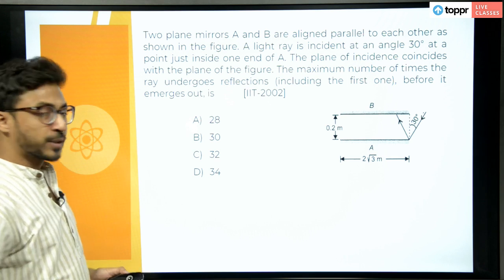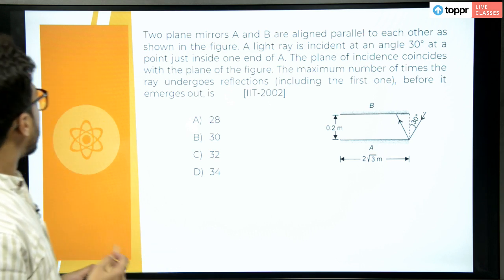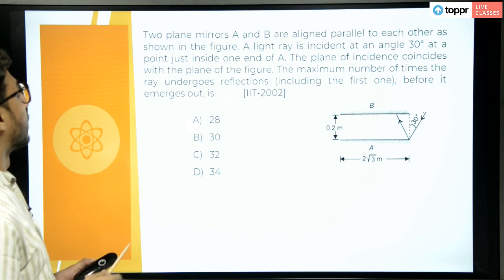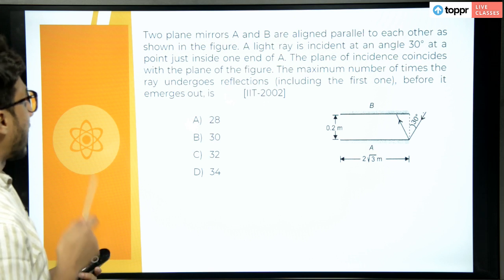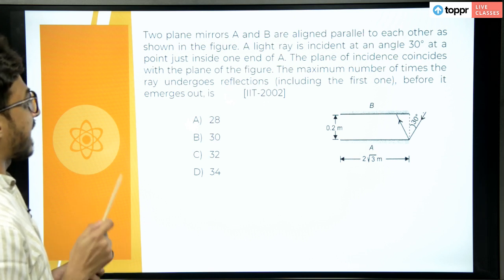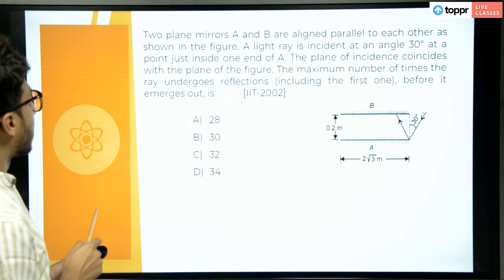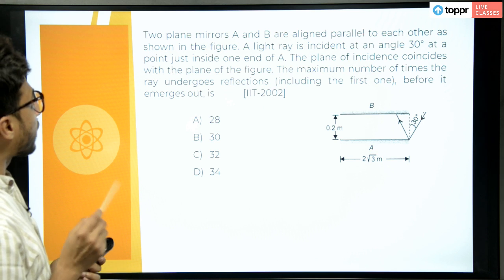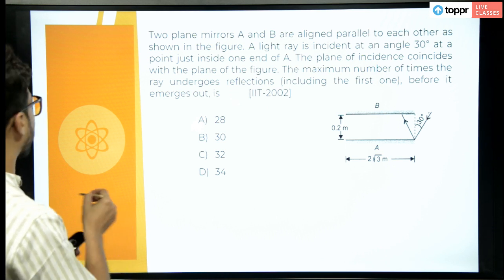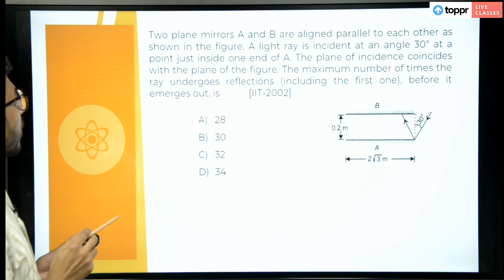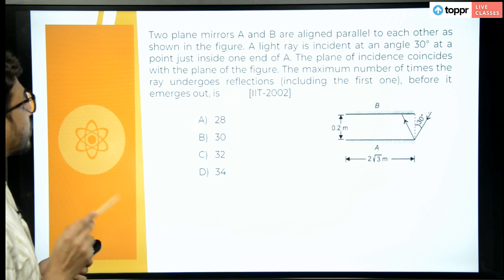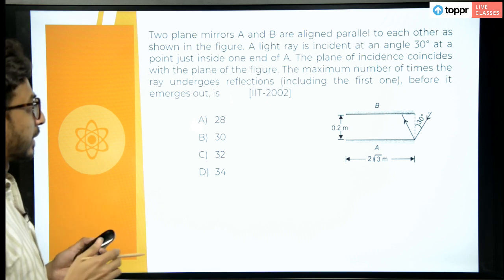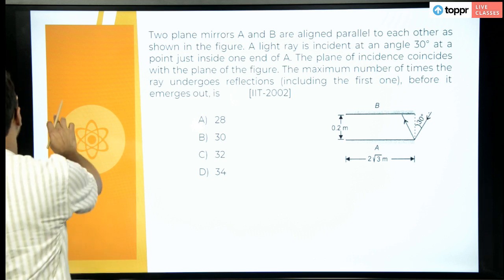So, our first question for today is, I'm reading, two plane mirrors A and B are aligned parallel to each other as shown in the figure. A light ray is incident at an angle 30 degree at a point just inside one end of A. The plane of incidence coincides with the plane of the figure. The maximum number of times the ray undergoes reflection, including the first one, before it emerges out, we have to calculate. It came in the IIT 2002.